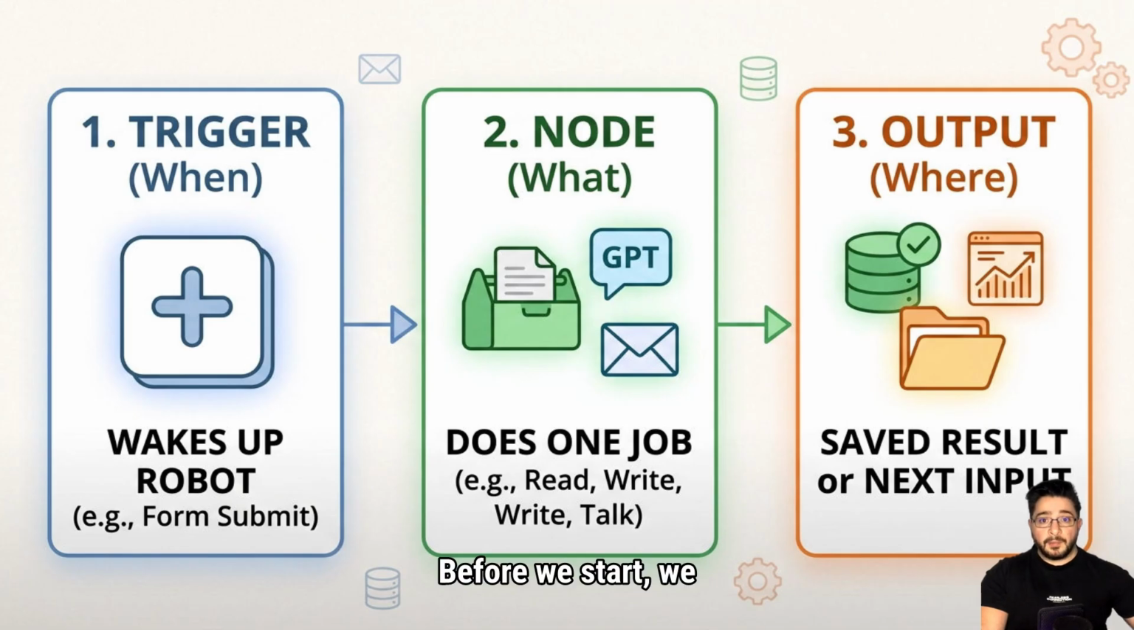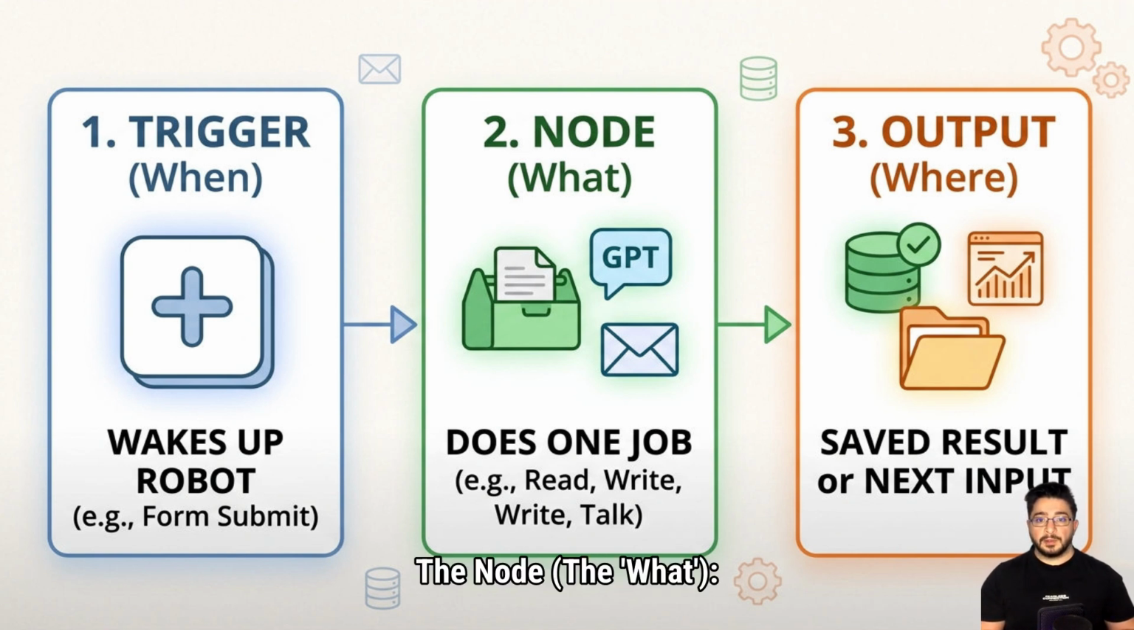Before we start, we need to know that every single automation you build, no matter how complex, follows these 3 steps. 1. The trigger, the when. A robot doesn't just work all the time. It needs to know when to wake up. This is the starting line. It could be when a new email arrives, or, in our case, when someone hits the submit button on a form. In n8n, this is always the trigger node.